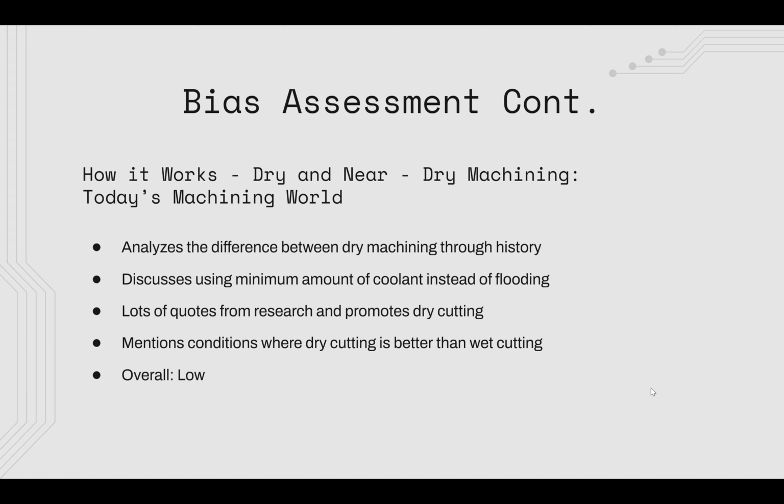The final source, How It Works, Dry and Near Dry Machining, analyzes the evolution of dry machining. It also branches out into mentioning that coolant can still be useful at low quantities rather than high. The two processes are compared and contrasted without a specific lean towards one another. It can also be stated that the bias for this resource is low.